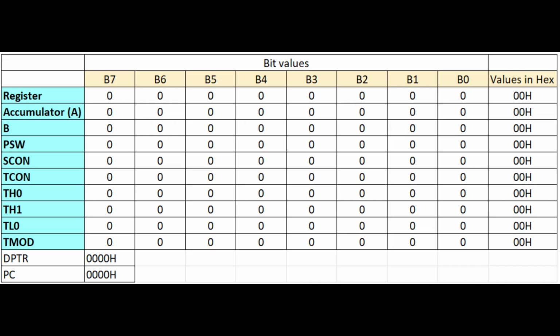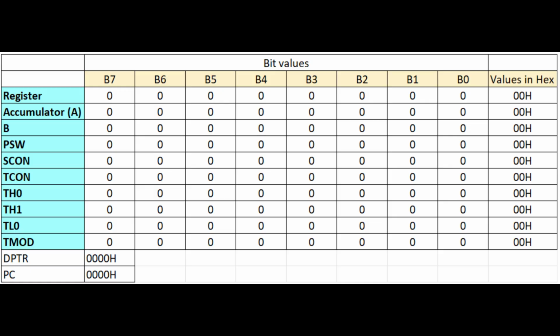The accumulator, A, the B register, the 16-bit data pointer, DPTR, and the serial control register, SCON, all reset to 00 hex. The same goes for the timer registers, TCON, TMOD, and the high and low bytes for both timers 0 and 1. They all clear to 0, which effectively ensures that both timers are stopped when the system boots.